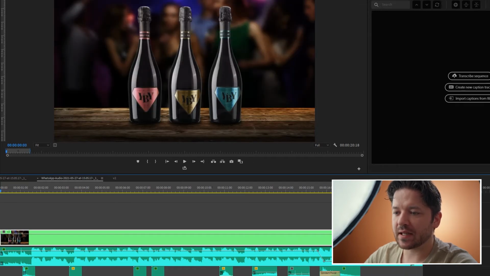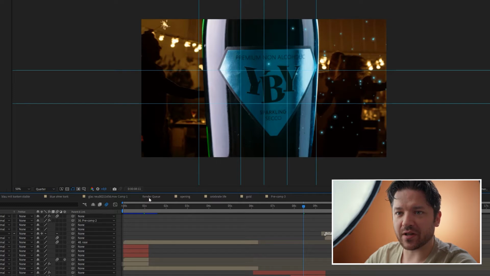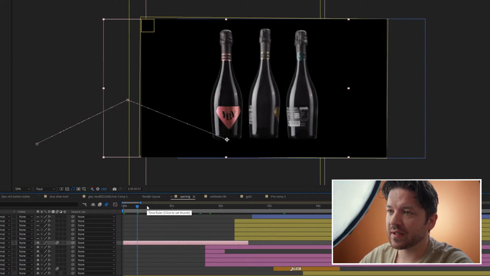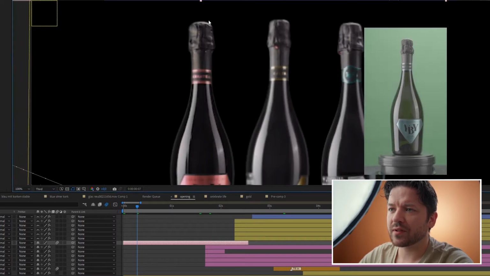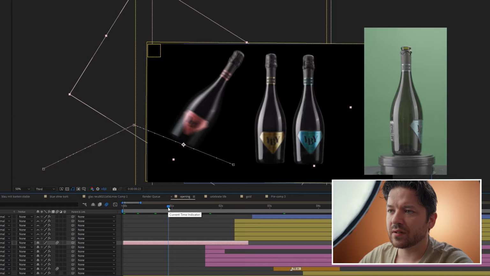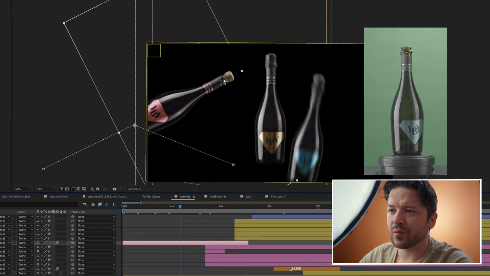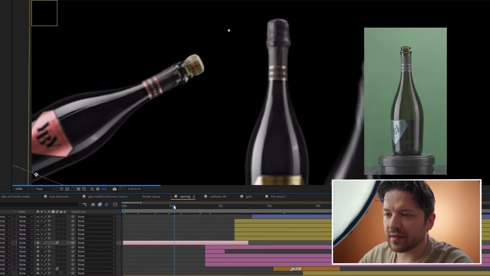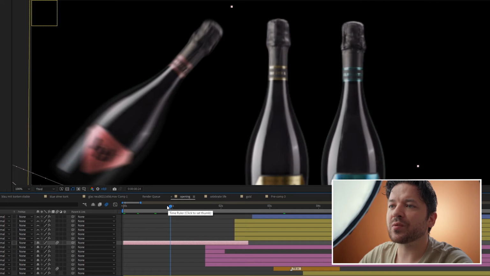Okay, so let's get into After Effects. There we are. So now we are inside the comp with the 3 bottles, and you can see they're just spinning around. And actually you need 3 different states of the bottle, or 2 different states of the bottle. We need the bottle closed. You can see it right here. It's closed with the cap still on. And then we need the second bottle that is opened and the cork is outside already. So you can see the transition between those two.